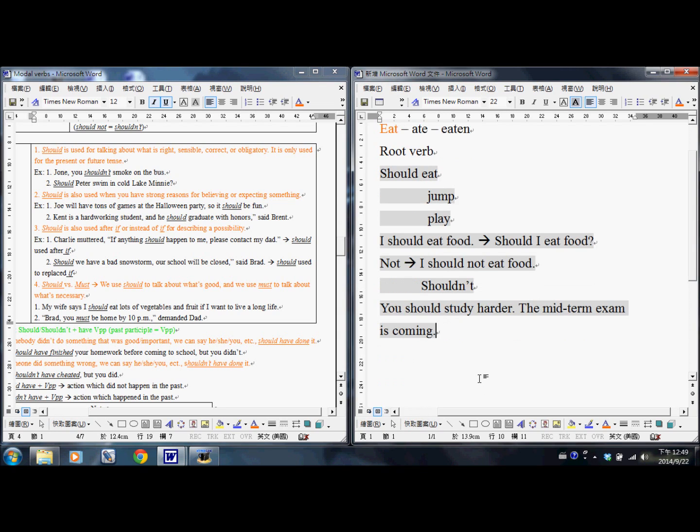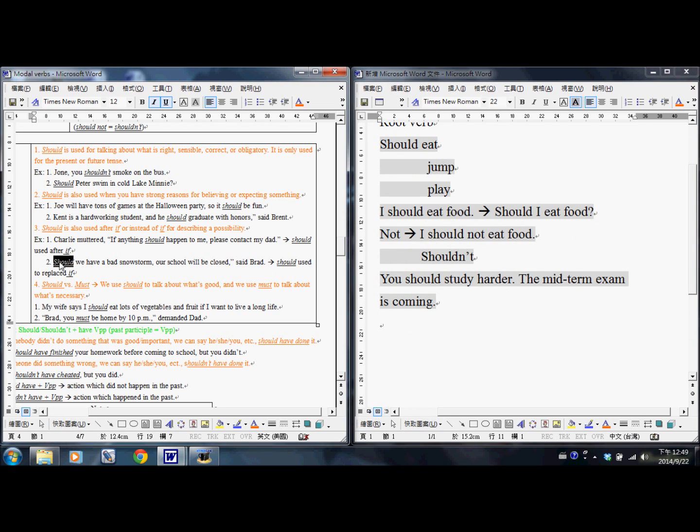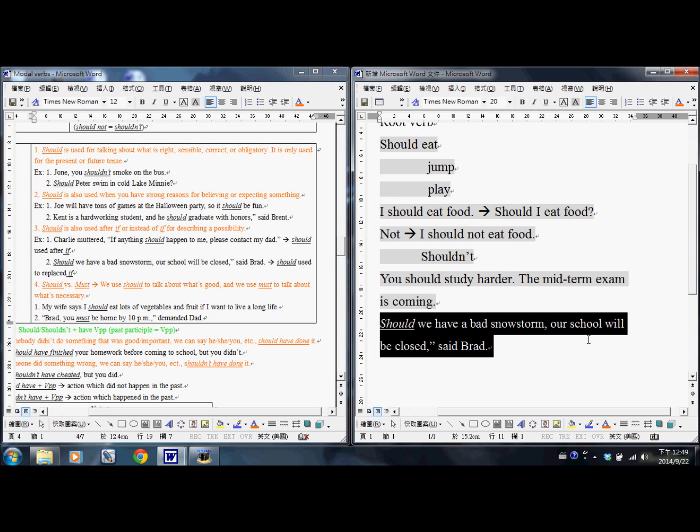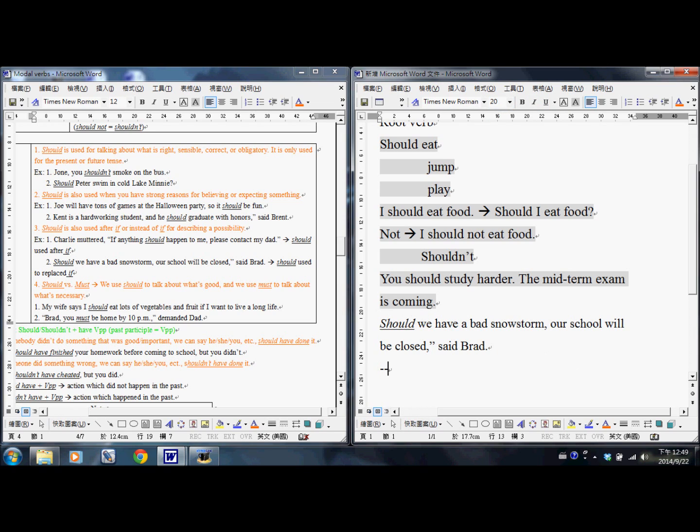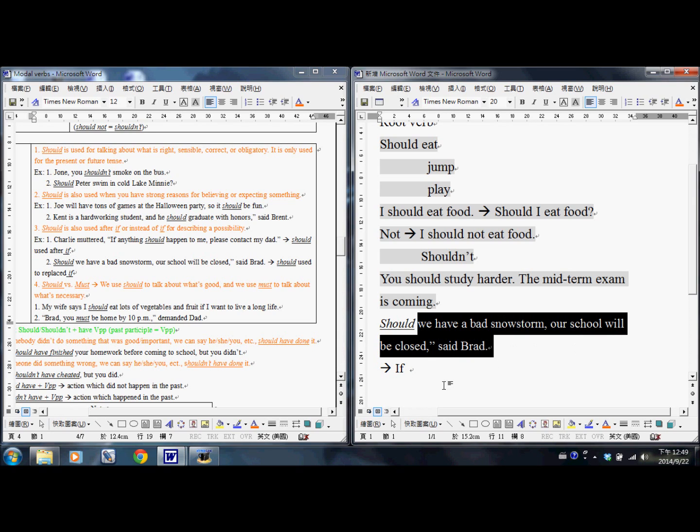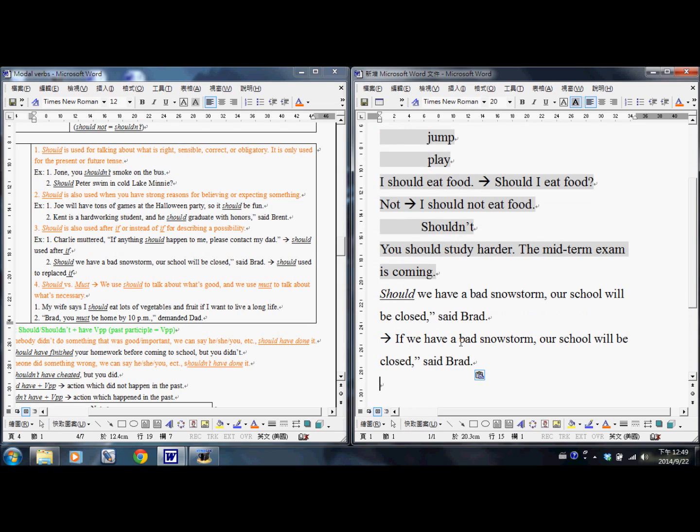So let me write the original sentence over here. You can see the sentence is written like this. This is the example sentence. Let me just make it bigger. Let's put it back by using if. So it will be: if we have a bad snowstorm, our school will be closed, says Brent. So we can use should to replace the word if, as you can see.